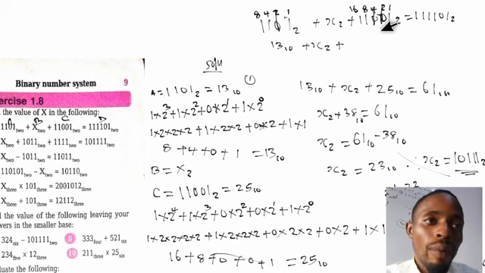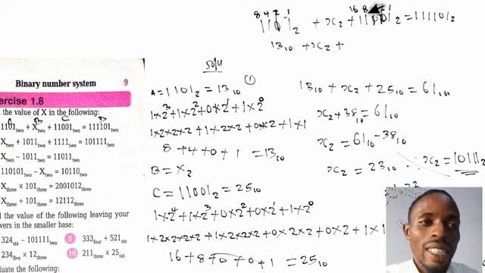You have 16 plus 8 plus 1. 16 plus 8, that is 24, plus 1, that is 25. So here we have 25. You can see this method is very fast. So that is using our binary code.